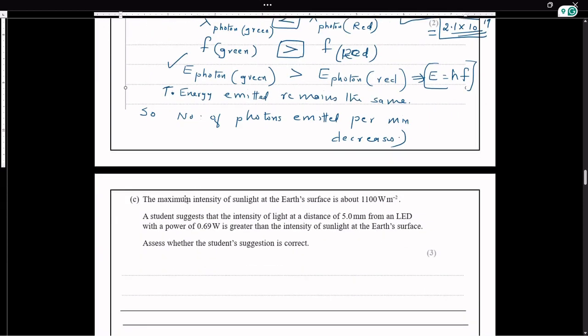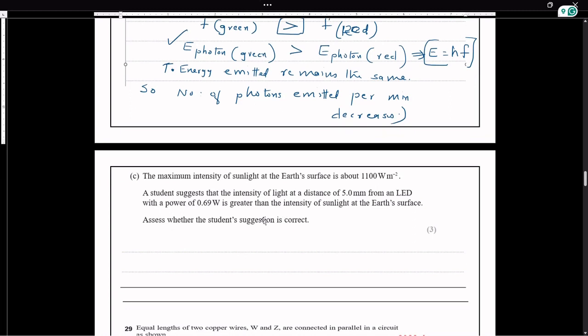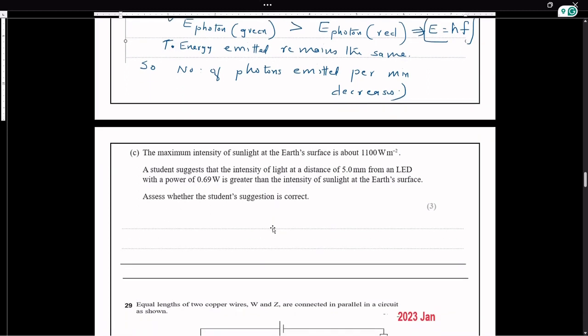Let's move on to the next part of the question. The maximum intensity of sunlight at the Earth's surface is about 1100. A student suggests that the intensity of the light at a distance from an LED with a power of 0.69 watts is greater than the intensity of sunlight at the Earth's surface. Assess whether the student's suggestion is correct.